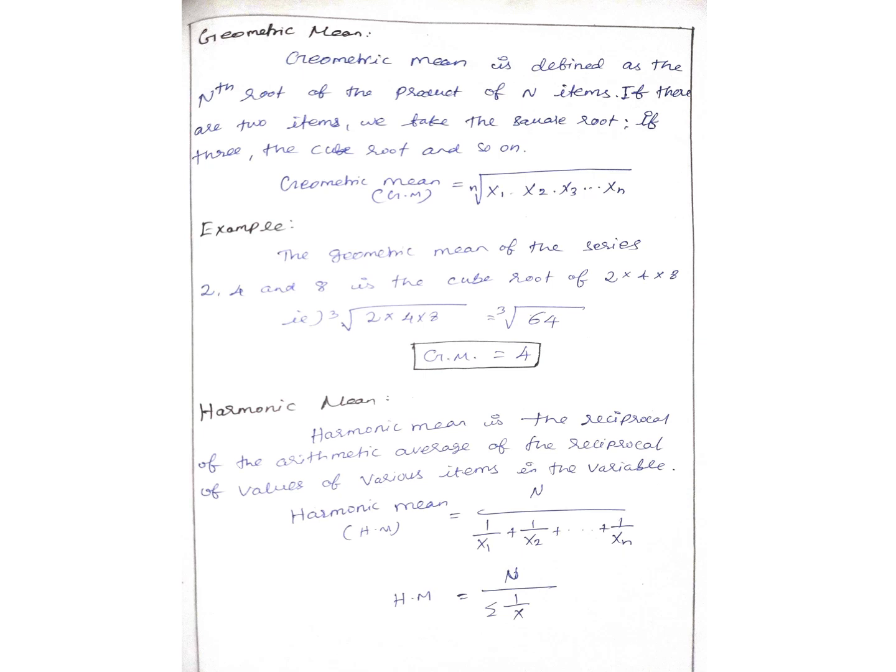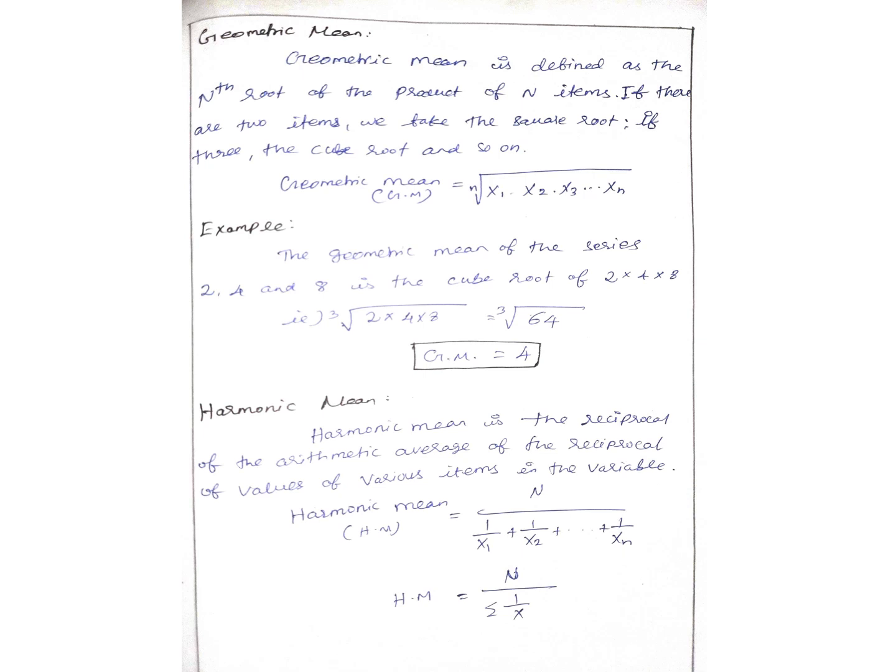The formula for geometric mean is the nth root of x1, x2, etc., xn. For example, the geometric mean of a series like 2, 4, and 8 is the cube root of 2 into 4 into 8. That is the cube root of 64, so the answer is 4. So the geometric mean is 4.